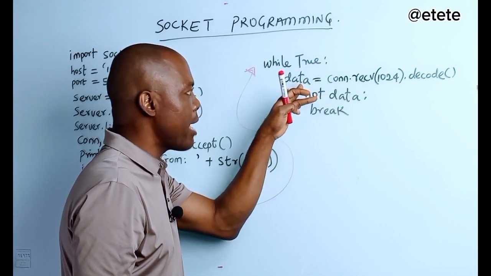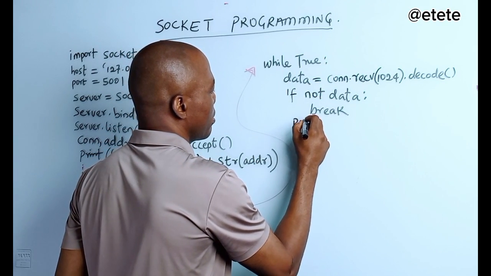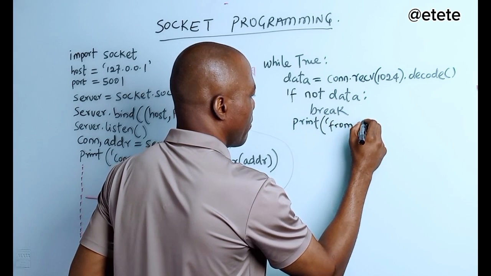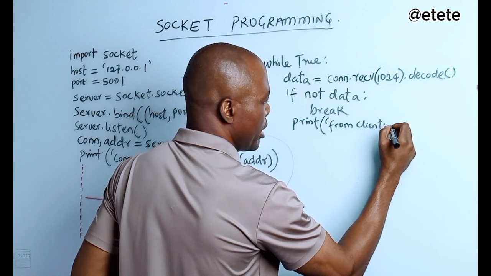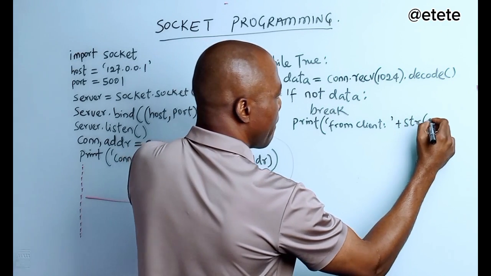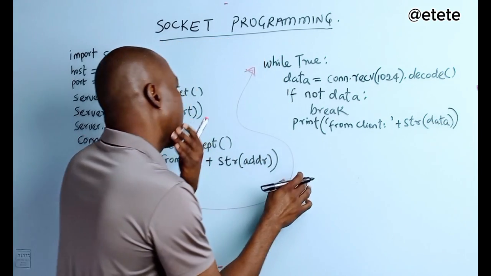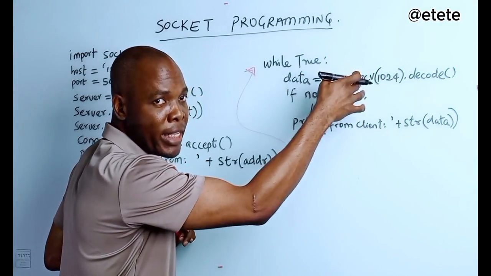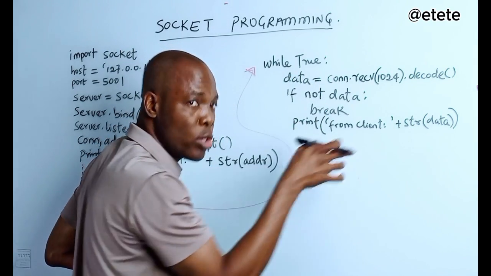But if it is data, meaning there's something inside this data, what should you do? You say print from client, then give a space, and then plus str data, right? If it is data, that means you've received data from the client, and that data is stored in this place. Then you can print it out on the screen.